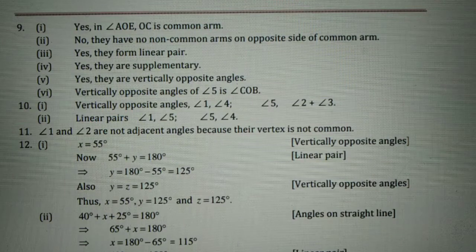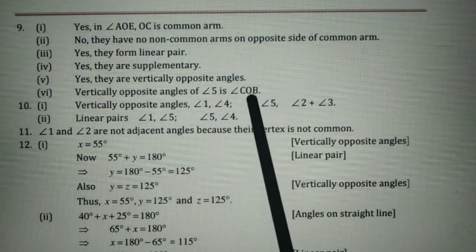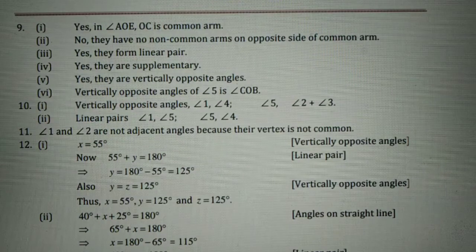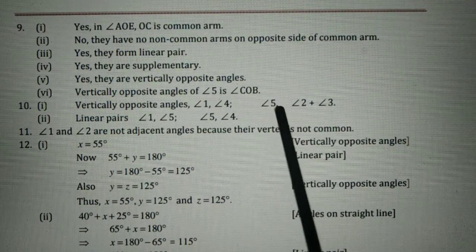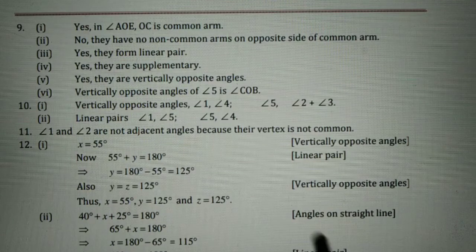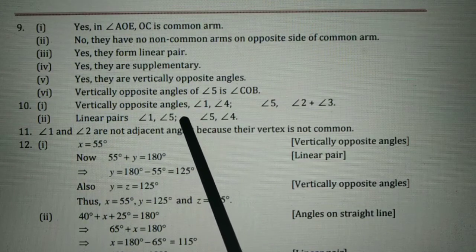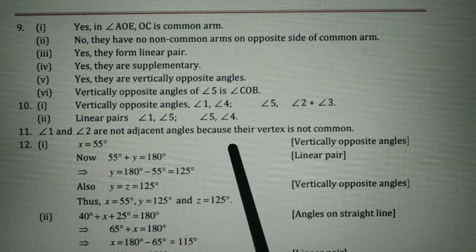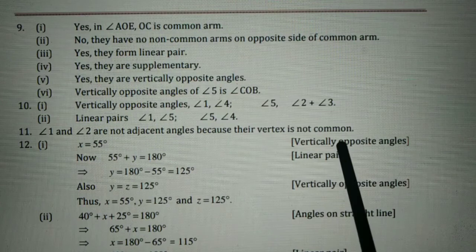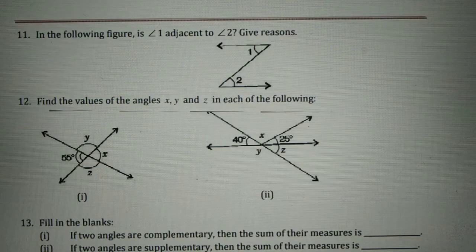So students, these are the solutions of the 10th question in which the two lines cross each other. So the vertically opposite angles, as I told you from the diagram, are 1 and 4, and the second pair is 5 and 2 plus 3, and the linear pairs we can represent with the help of the diagram: 1 and 5, and 5 and 4. Just try it in this manner. And what about question 11? Angles 1 and 2 are not adjacent because their vertex is not common, that is, there is no common arm between these two angles.